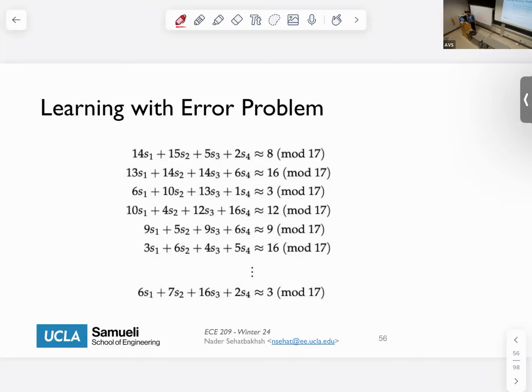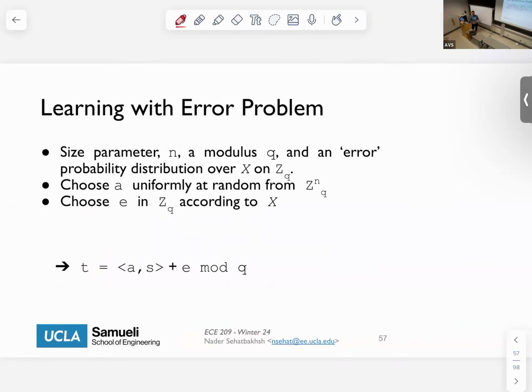One that is particularly interesting is what we call the learning with error problem. Essentially, the learning with error problem is: can I solve an equation like this? I have a bunch of different variables, S1 to S4, and a bunch of equations. I want to, for example, find S1, S2, S3, S4 such that they satisfy all these equations at the same time. We call this the LWE problem. It's actually useful for many other things.